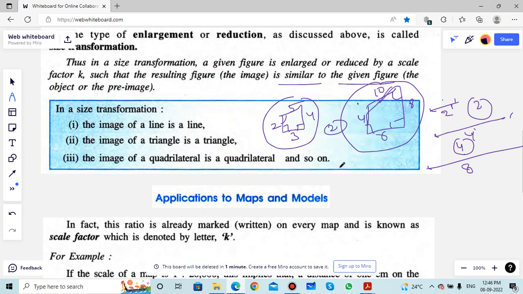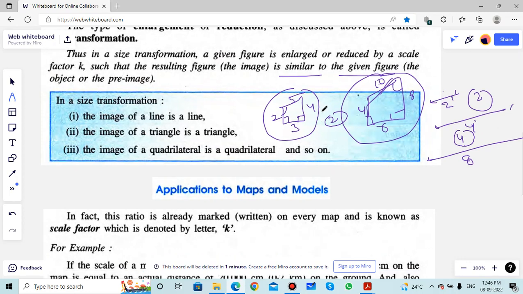So that ratio we are talking about: if it is bigger than one, it is enlarged. If it is smaller than one, it is reduced. For this, if this is the size coming out of this one, then we can say it is reduced, and if the other one is coming out from this one, we can say it is enlarged.